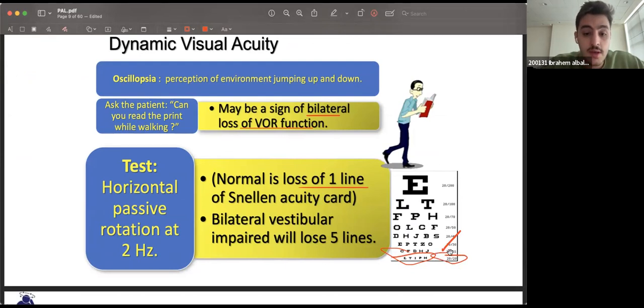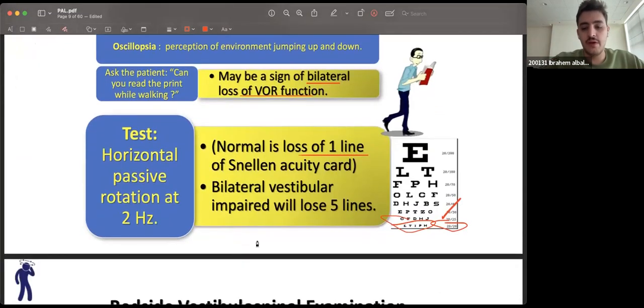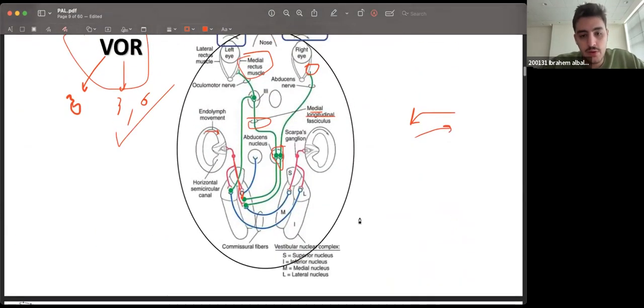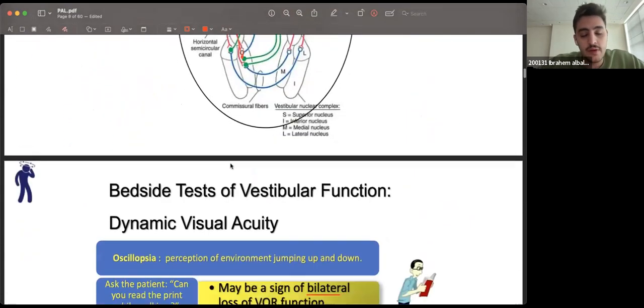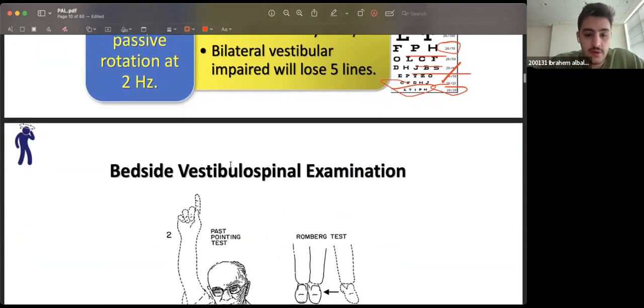This is at worst. But if he had bilateral vestibular damage, so you don't have corrective vision and his eyes are moving everywhere, so he will lose 5 lines. So he will not be able to read this or this or this. He might be able to read this, okay? Instead of the normal, which is 1 line loss. So again, this is a test to help you assess whether you have bilateral damage to the vestibulo-ocular reflex, and it can further help you in the diagnosis of vertigo.